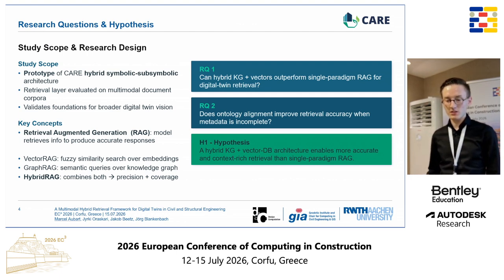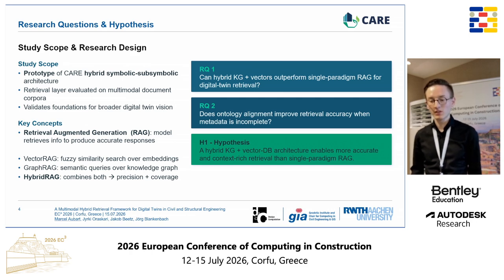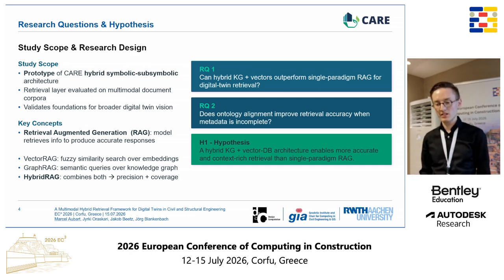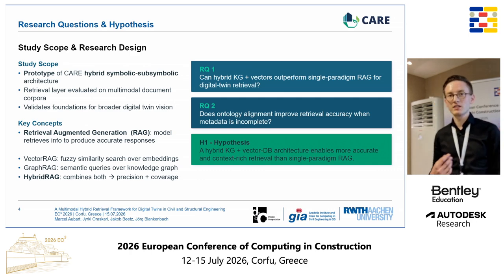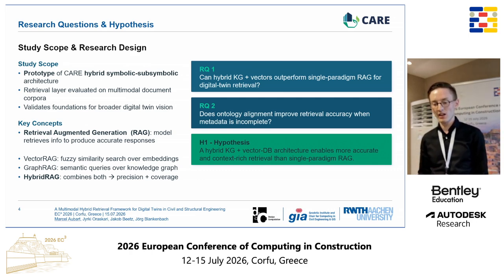And here we get to our study scope. We want to build a prototype that is hybrid symbolic and subsymbolic in its architecture. In our case, we use PDF documents to build a retrieval layer and have multimodal data, since PDFs include images, tables, and text. The key concept we are talking about here is retrieval-augmented generation, and our approach is a hybrid RAG that combines a vector RAG for fuzzy similarity search for the subsymbolic data and a graph RAG for the symbolic data that is more structured.